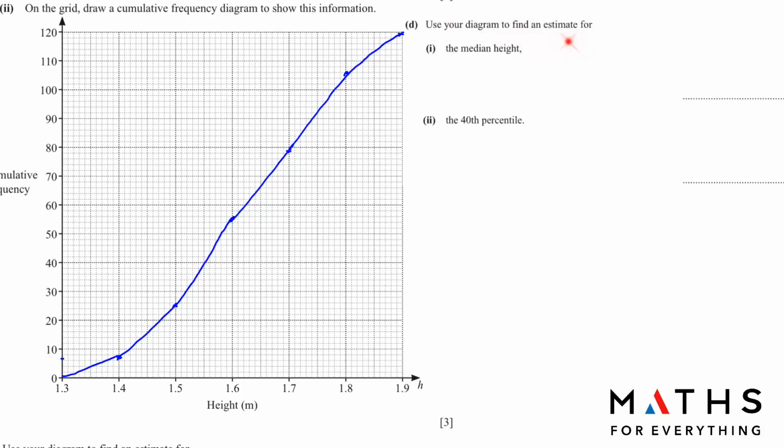Part D. Use your diagram to find an estimate for the median height. Median means the middle of the frequency. So what is our frequency? It is 120. Therefore, median will be 120 divided by 2, 60. This is the position. And then from the x-axis, you have to find the height because we are looking for the height. 60 is here.